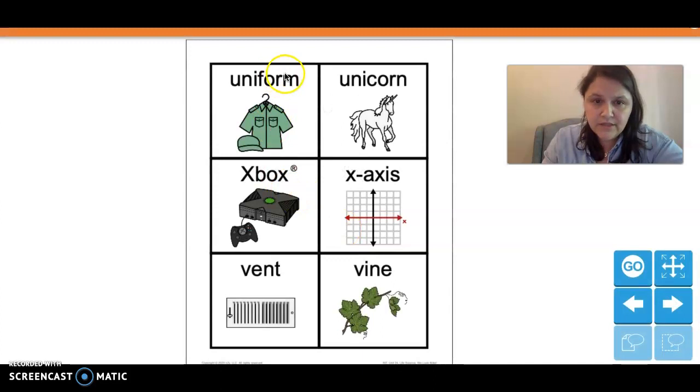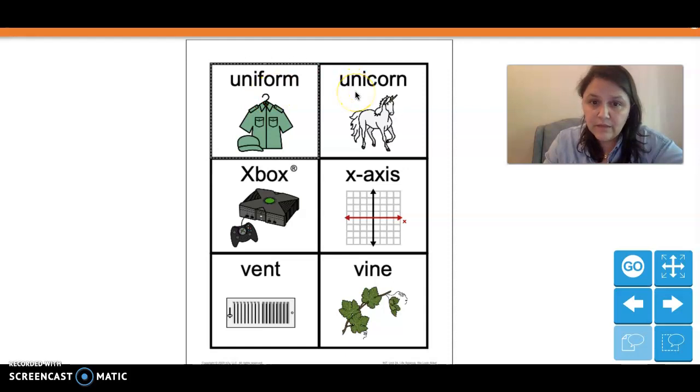Our next word is uniform. Uniform. We see uniforms all over. A lot of kids wear uniforms to school, and then we have police officers, we have our mailman, we have all of our healthcare workers. A lot of times they're wearing uniforms. So we see uniforms in many different places in our community.